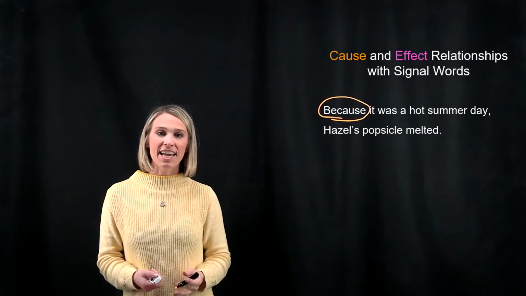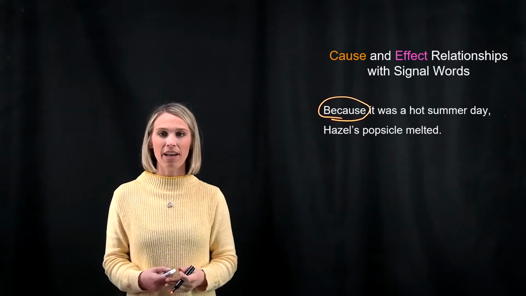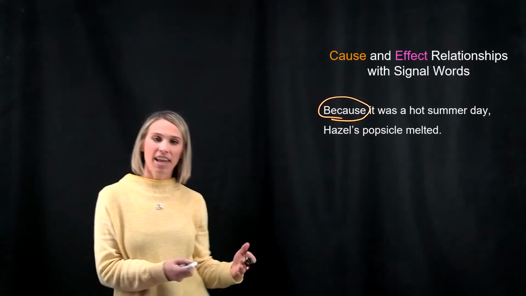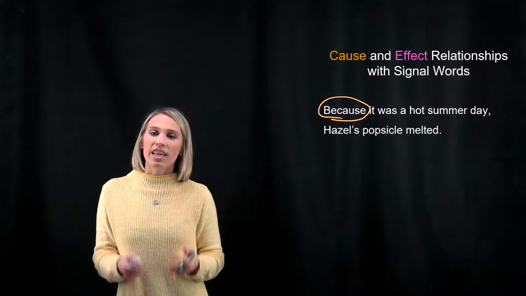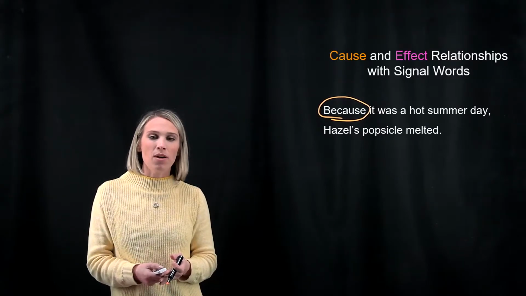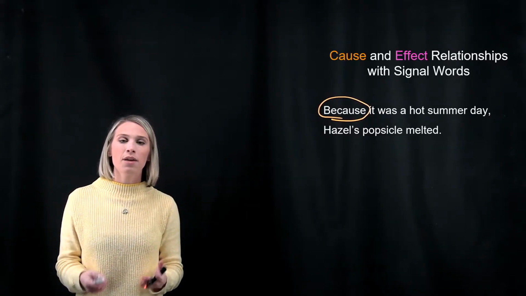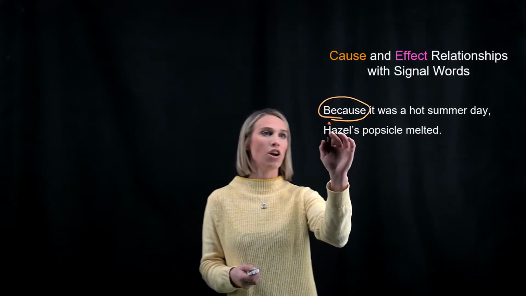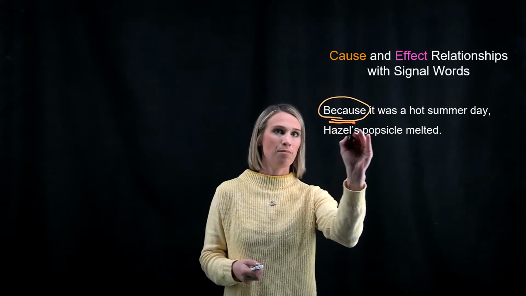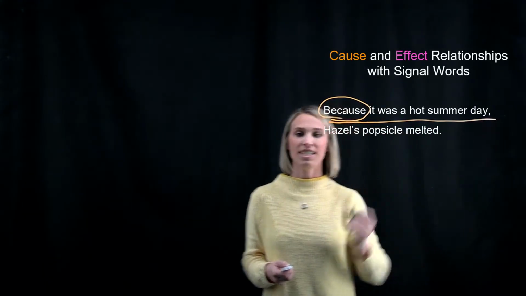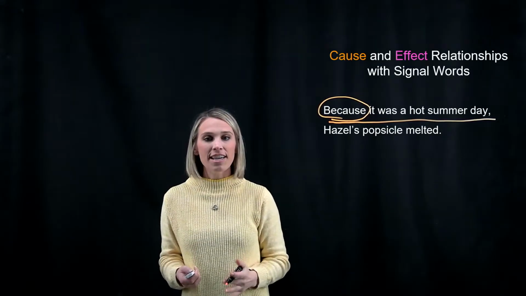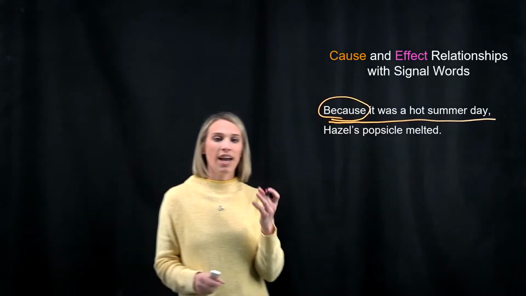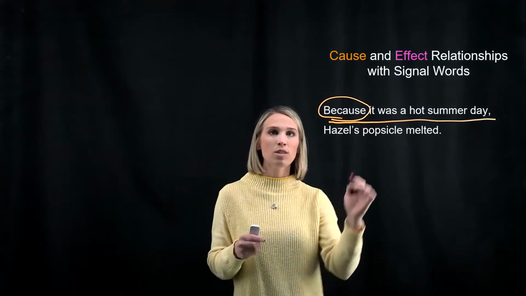Because it was a hot summer day tells me why Hazel's popsicle melted. There is a cause and effect relationship between hot summer day and Hazel's popsicle melting. The heat from the hot sun caused her popsicle to melt. Therefore, the cause is because it was a hot summer day. So I'm going to use my orange marker to underline our cause statement, which is because it was a hot summer day. And the effect is Hazel's popsicle melted. I'm going to use my pink marker to underline the effect statement, which is Hazel's popsicle melted.